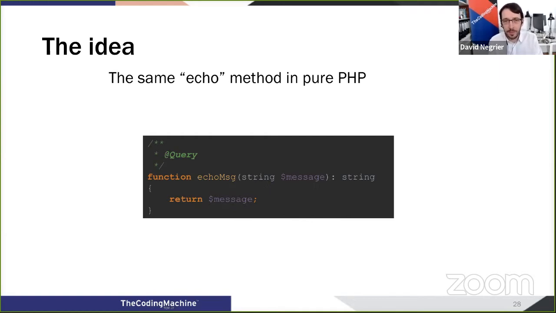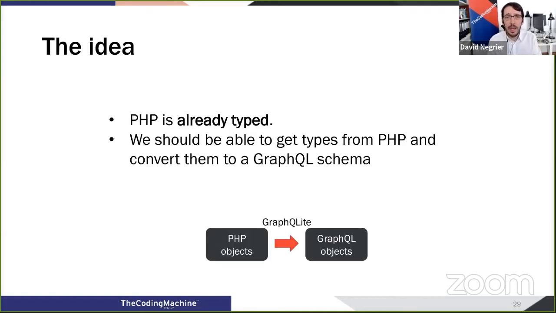And so that's the philosophy behind GraphQLite: using annotations and using the fact that PHP is already typed, and basically taking PHP types and mapping them automatically to GraphQL types. So this is GraphQLite. GraphQLite is a mapper between PHP types and GraphQL types.